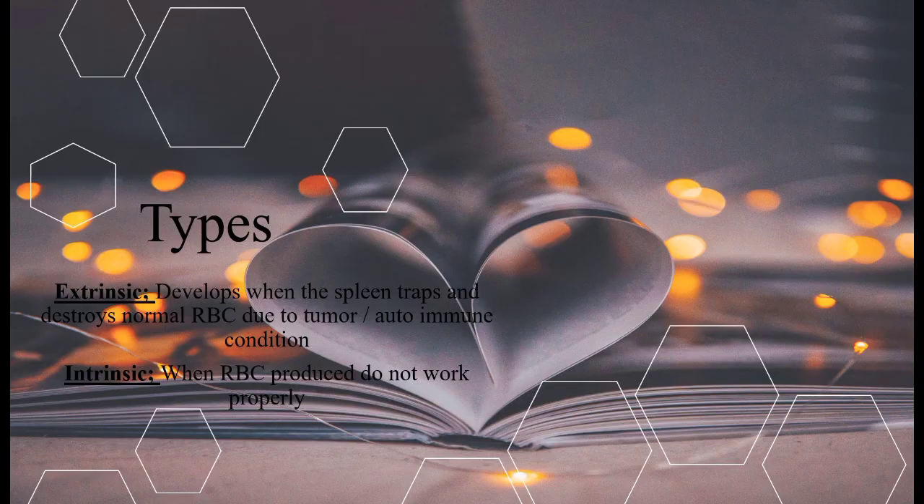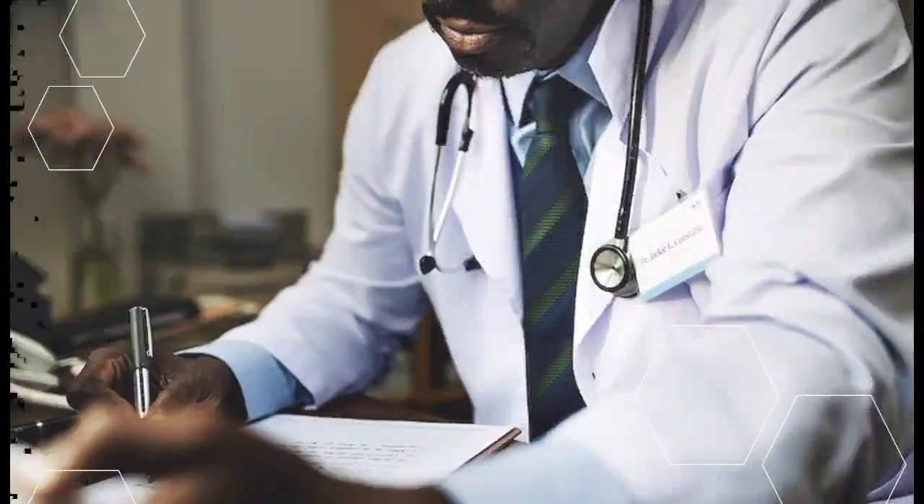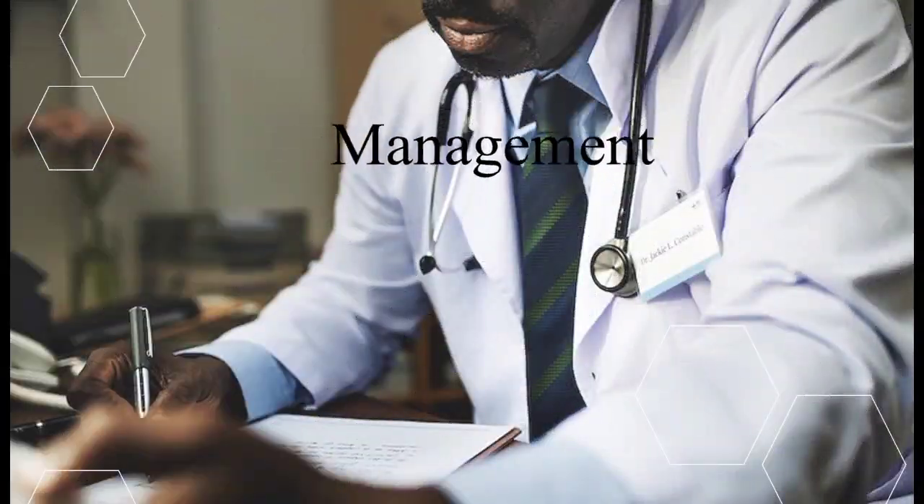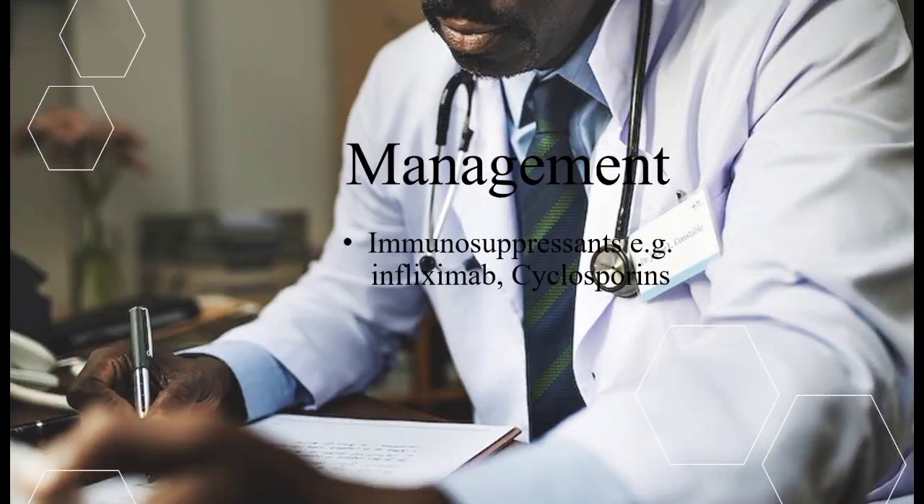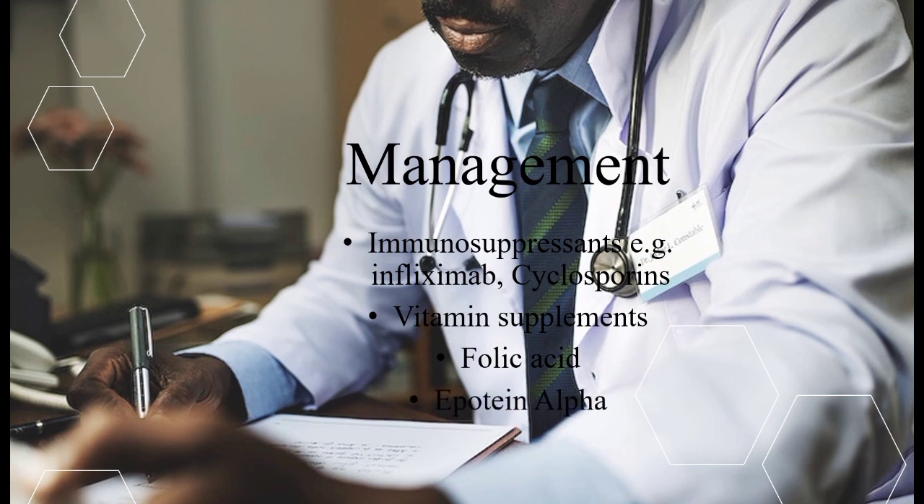So yes, here we come. How do you manage? Now, in management, here what we do, if it's an autoimmune disease, we have to give an immunosuppressant, e.g. infliximab or cyclosporin. We can give vitamin supplements, we can give folic acid, we can give epoetin alpha, we can give plasmapheresis.